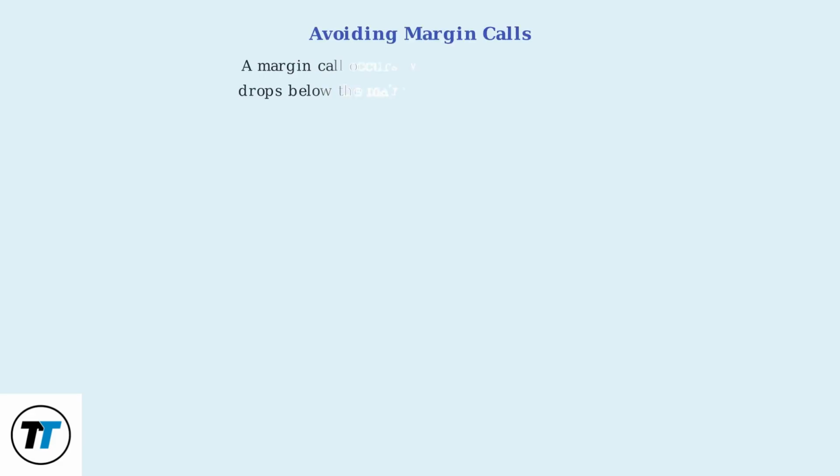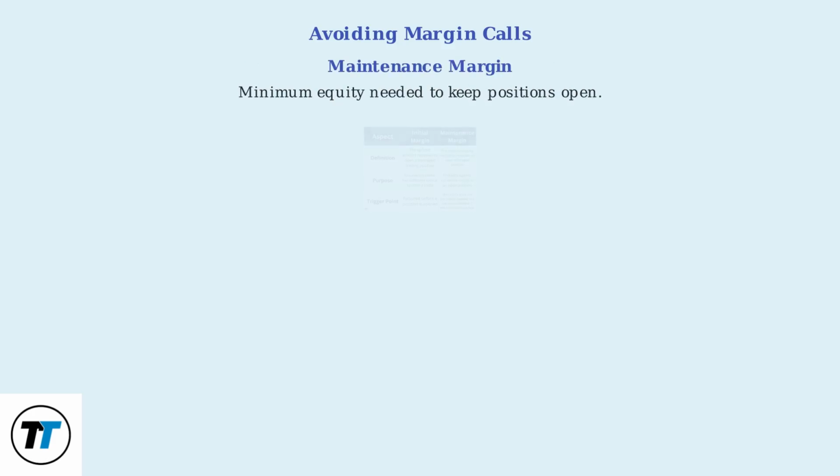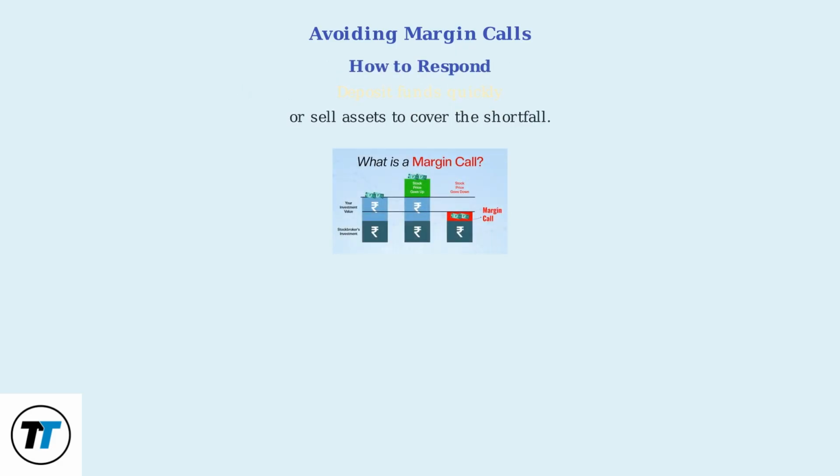A margin call happens when your portfolio value drops below the maintenance margin, which is typically 25 to 30% of your account equity. The maintenance margin is the minimum amount of equity you must maintain in your account. It's usually 25 to 30% of your total portfolio value. To avoid liquidation, you must deposit funds or sell assets quickly to bring your equity back above the maintenance margin. Failure to act can result in Robinhood forcibly selling your positions, often at market prices, leading to significant losses.